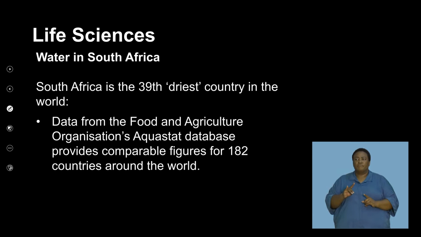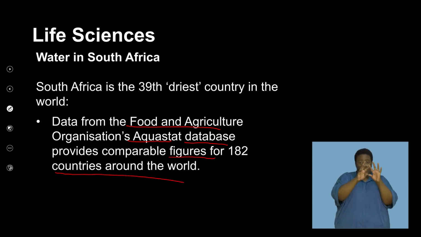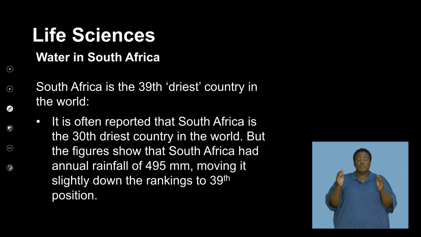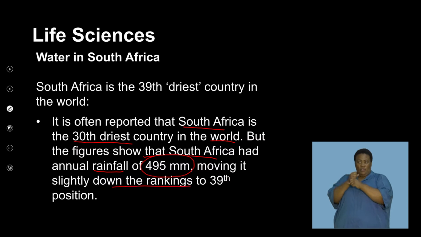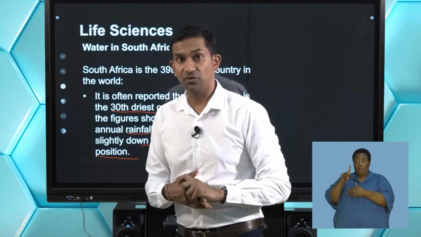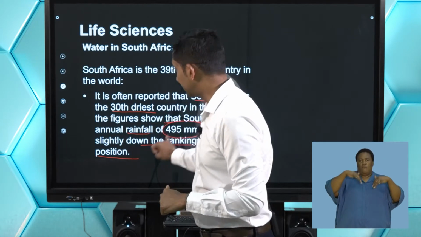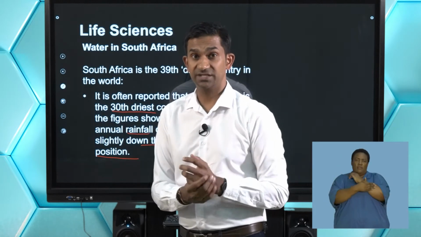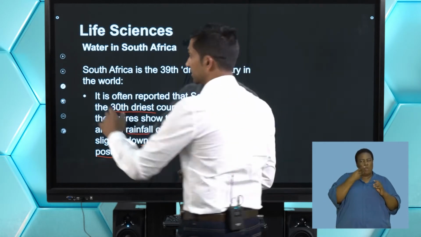Data from the Food and Agriculture Organization's Aquastat database provides comparable figures for 182 countries around the world. It is often reported that South Africa is the 30th driest country in the world, but the figures show that South Africa has an annual rainfall of about 495 millimetres, moving it slightly down the ratings to 39th position. We experience significantly less rainfall compared to other countries, and that impacts how dry our country is and how much water is available.